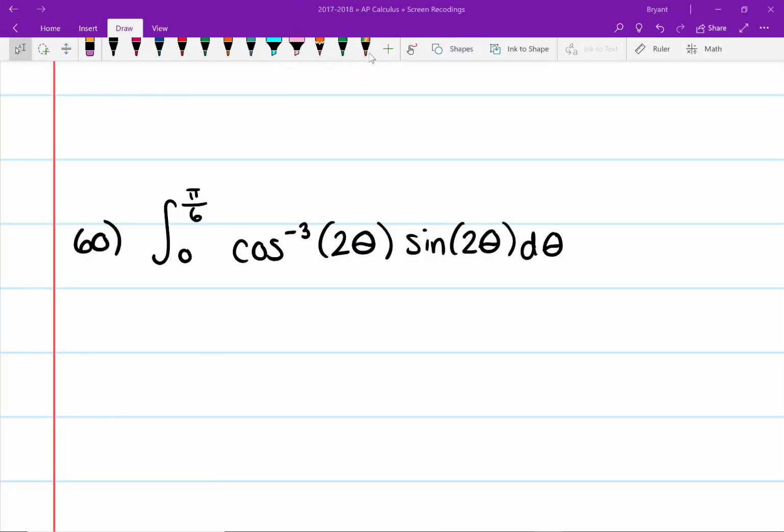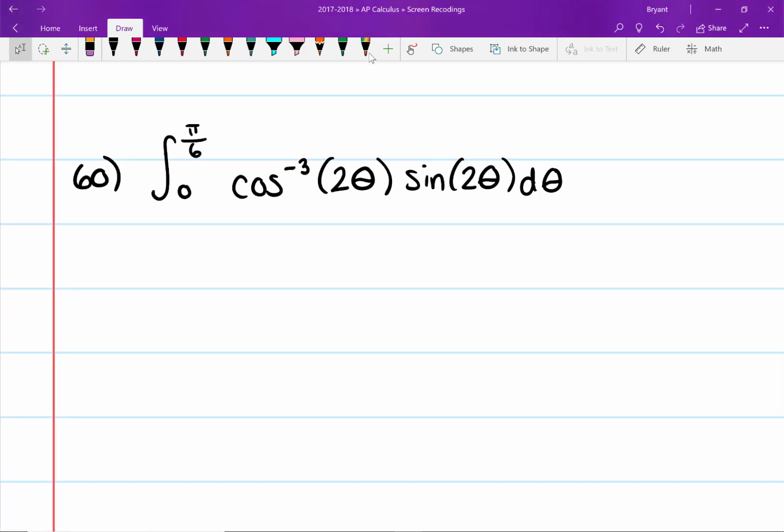Alright, welcome back. We're going to finish off this problem set of integrating using u-subs by working out the remaining problems from the book, if you're following along. So we're going to work out problems 60 through 66. Here we go. We're going to start with this nice, easy trig one.